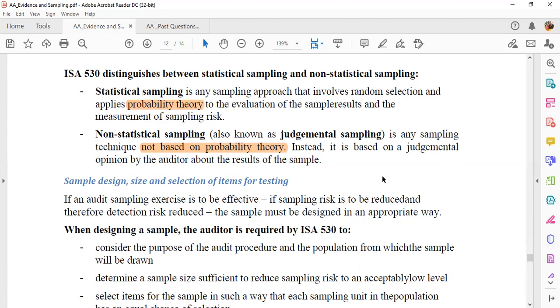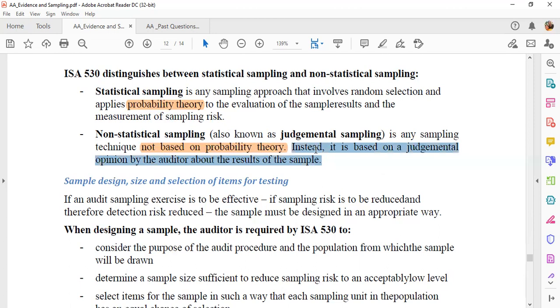That is, under statistical sampling, we apply probability theory. Under non-statistical sampling, which we can also call judgmental sampling, probability theory does not apply. Instead, it is based on judgment, the judgmental opinion of the auditor about the result of the sampling.